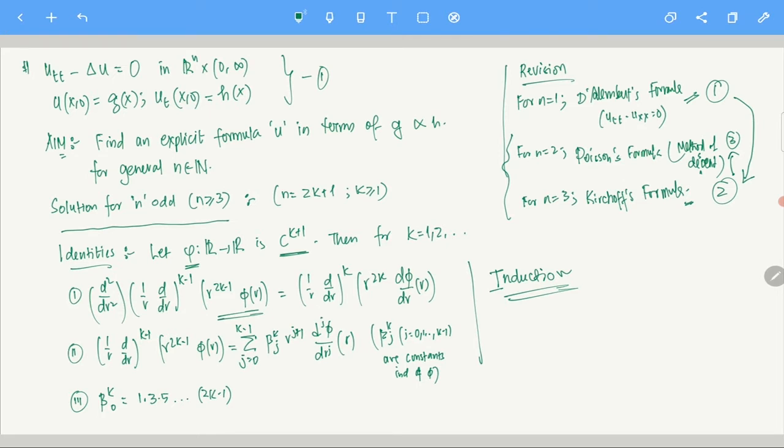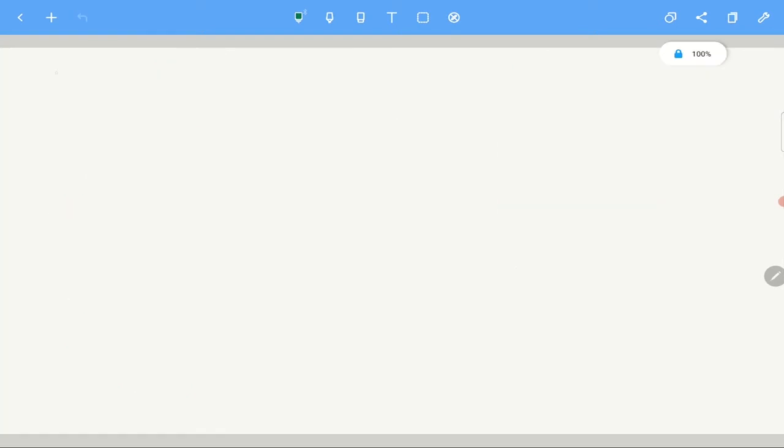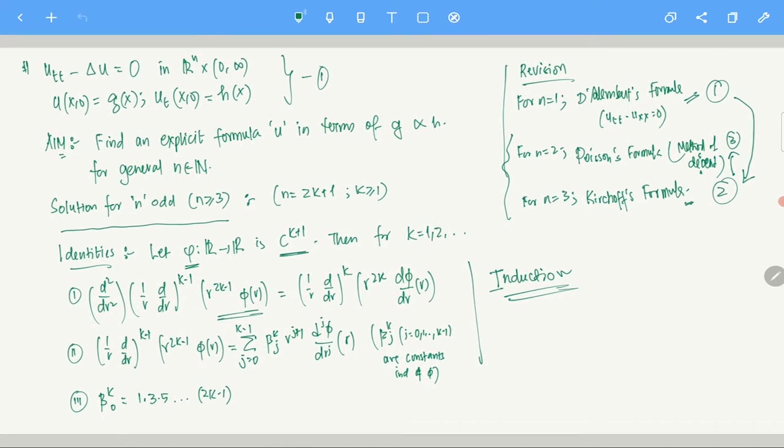Okay, now let's look at the proof of the theorem. Essentially, as I told you, we are going to do the exact same thing that we did in the earlier cases. The notation which I am going to use is this: let small u of x, t be the solution of 1. We are assuming that. I am assuming that there is a solution.